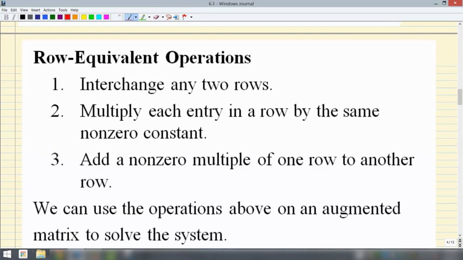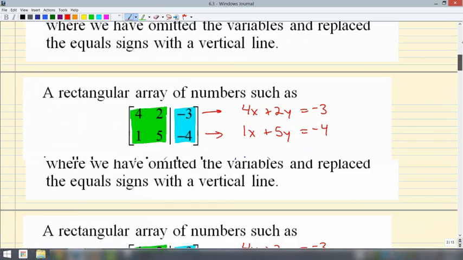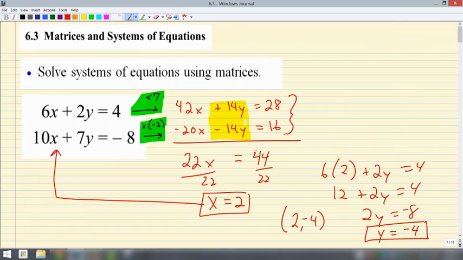Rule number 3, add a non-zero multiple of one row to another. How about if we just say you can add one row of a matrix to another row? Did we do that with equations? Sure, we did that with equations. Right here, we took this equation and we added it to the second equation. And we added it with purpose, negative 14 and positive 14, but we still added them.